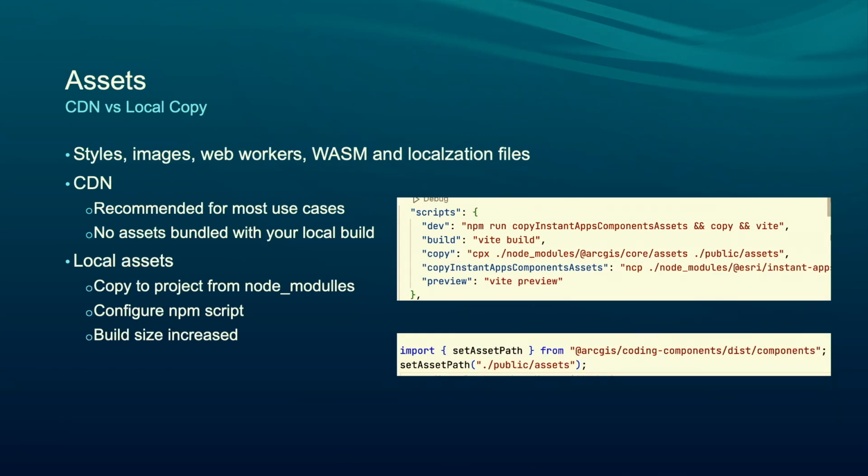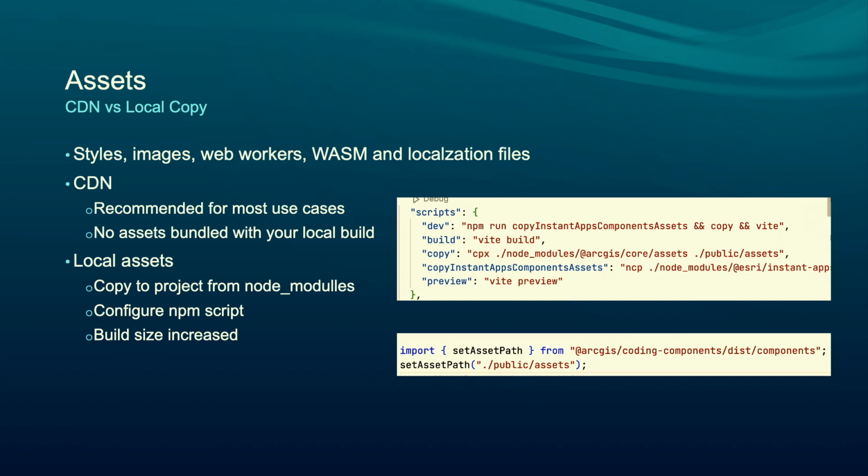So Omar mentioned the assets earlier. So you have two choices, CDN versus a local copy. So what are the assets, first of all? There are things like styles, images, localization files. I have a typo on the slide, I just noticed, in localization. But that kind of thing, those are assets. So the CDN is the easiest one for most use cases. You don't have these assets bundled with your local build, and it's really easy to set up and run.